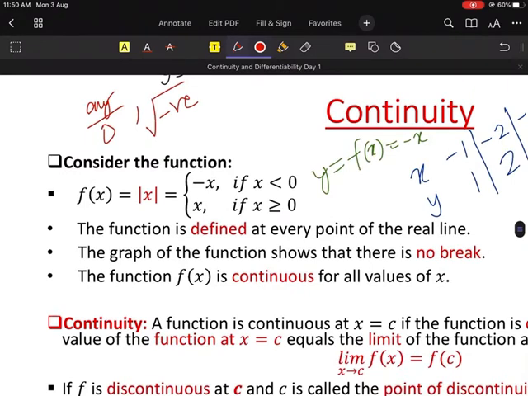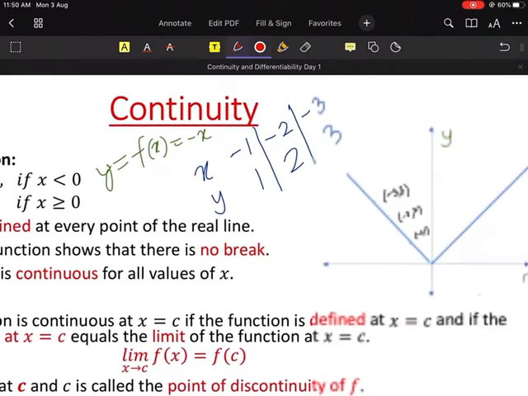Now look here. There is no square root and there is no denominator in this function. So it means this function is defined for all values of x. This function can never be undefined. So the function is defined at every point on the real line, meaning for every real number the function is defined.